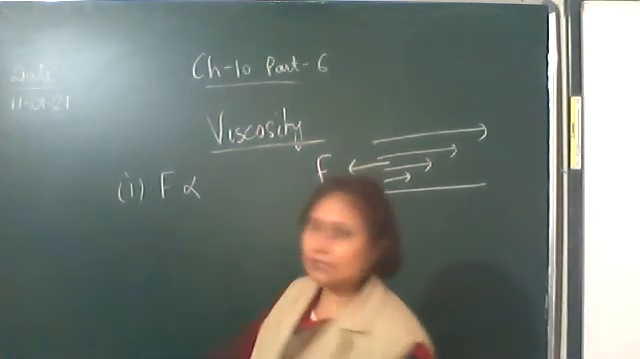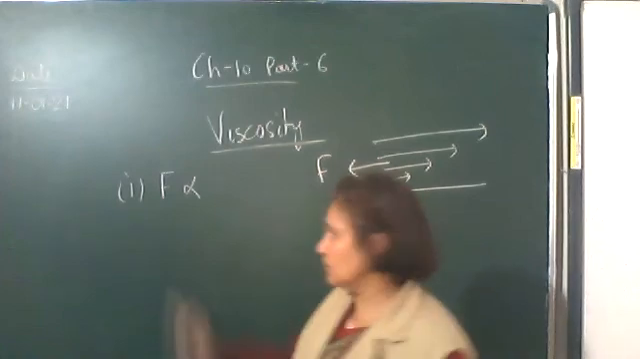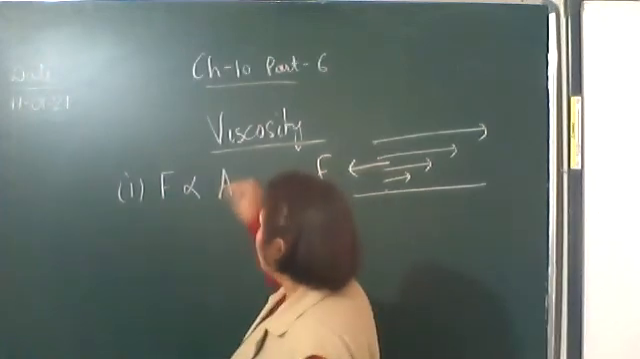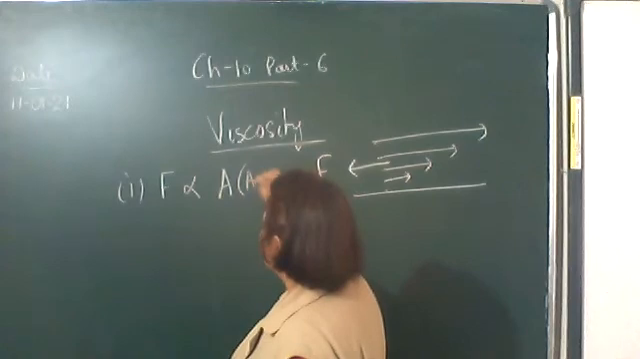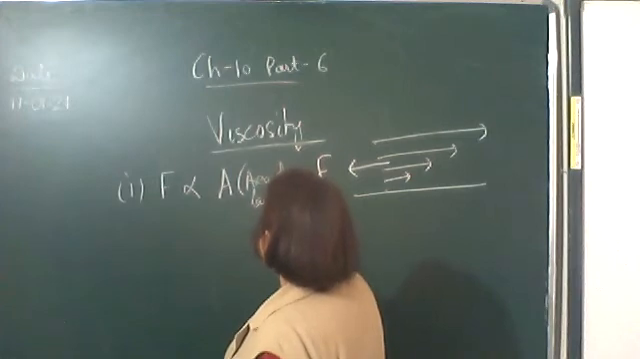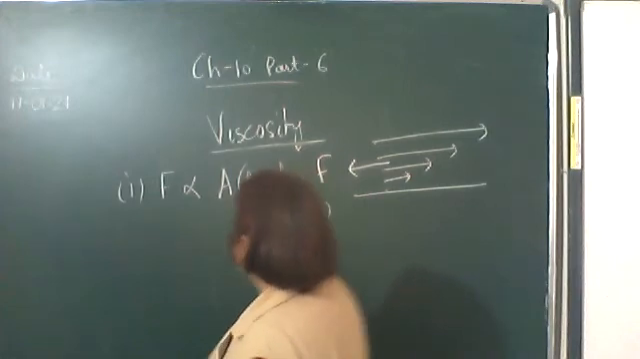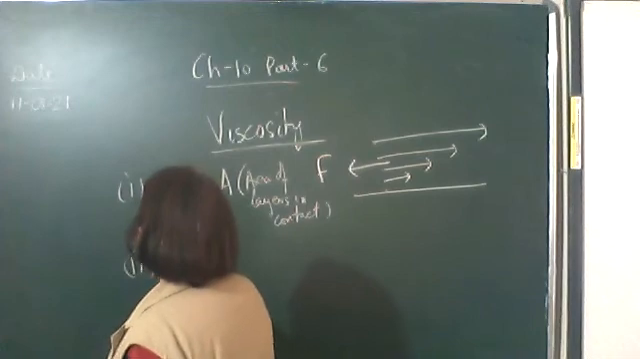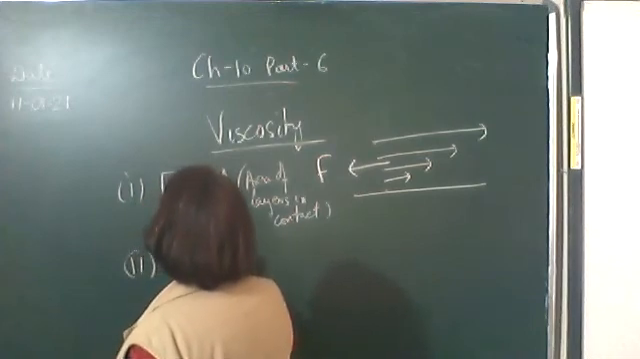It is found that the viscous force depends on, first point, the area of the layers in contact. Second point, it is directly proportional to the velocity gradient.